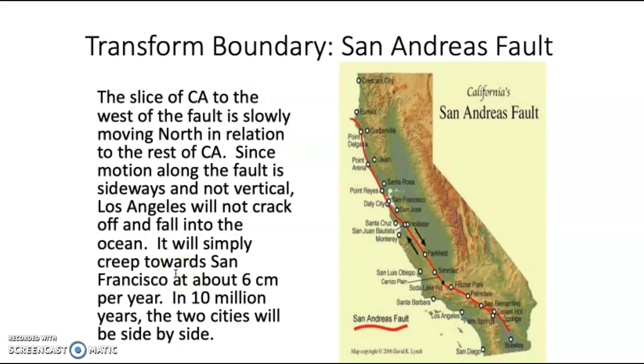A lot of people have conspiracies that, hey, Los Angeles is going to just fall on off. Well, that's not exactly how it happens. It's a creep, a slow thing. I mean, it moves centimeters in a year. It would take approximately 10 million years for those cities to ever be near each other at the rate it's moving currently.